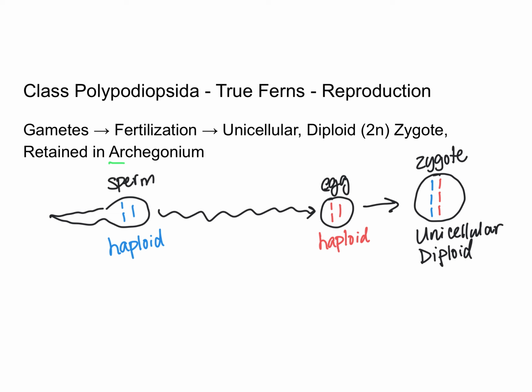Now this zygote is actually retained in the archegonium. And so the archegonium, remember, is the female reproductive structure. And the archegonium is essentially going to act as an incubator for this zygote as it goes through mitosis in order to develop into an embryo.